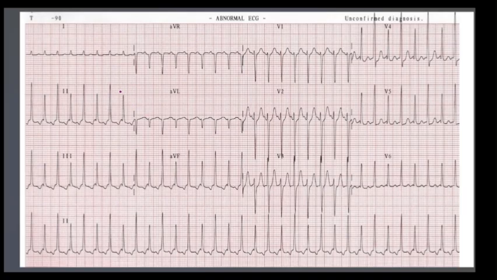Here the rhythm is regular. Can you see the distance is the same across all the R waves? So the rhythm is regular. Now what about the P wave? Can you see any P wave? At least there is nothing before the QRS complex, but you can see something after the QRS complex, right? There is nothing before the QRS complex. So in a way we can say that the P wave is absent.